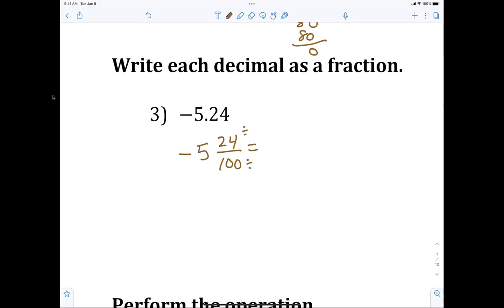What do you think? Well, they're both even. 2. So let's divide by 2 to start out with. So now it becomes -5. 2 goes into 100 how many times? 50. 2 goes into 24. 12. Now we can reduce again by what?